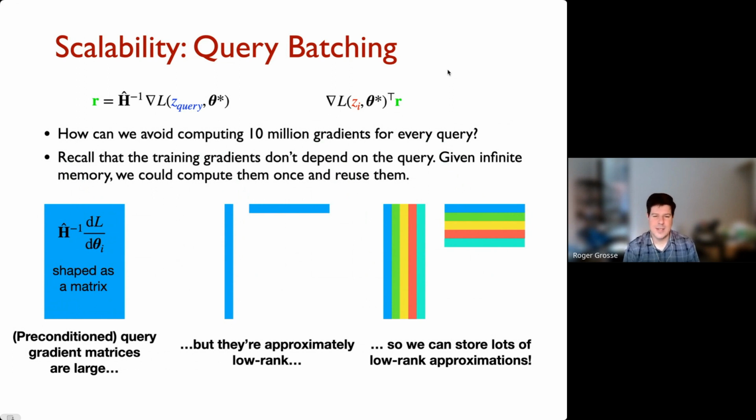Well, the basic insight that helps us is that these gradients are structured. So if we take the preconditioned gradient matrix for one layer of the neural net, this is the same size as the weight matrix, so it's a large matrix. This matrix is approximately low rank. And so what we can do is just store the low rank factors. And because the factors are small, we can afford to store them for many different queries. And so we can afford to store lots of low rank approximations.